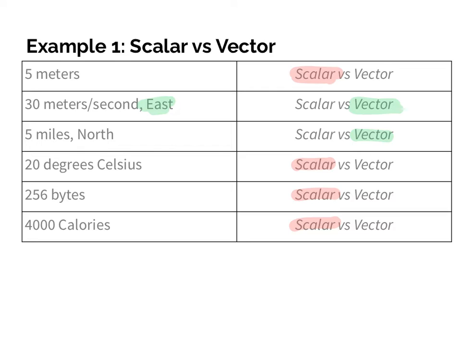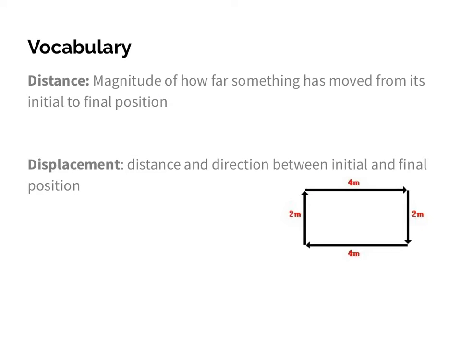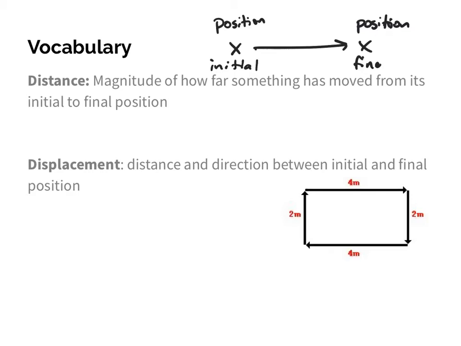So vector quantities are where we're going to see direction attached to those things. Notice here I have 5 miles north, 30 meters per second east. Both of those have to deal with movement, but we indicate direction. So that brings up our first two variables of motion. When we talk about when things move, movement means that you simply start at one position, and then you move to a new position, okay? So let's call this, for example, my initial and my final. So anytime I move, I'm going to change my position.